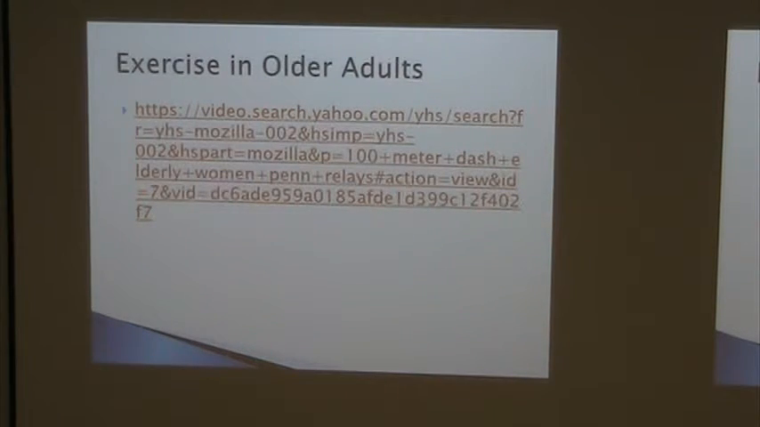And that takes us to the elderly, older adults. So when we talk about older adults, in general, we're talking about anybody around 60 or older.